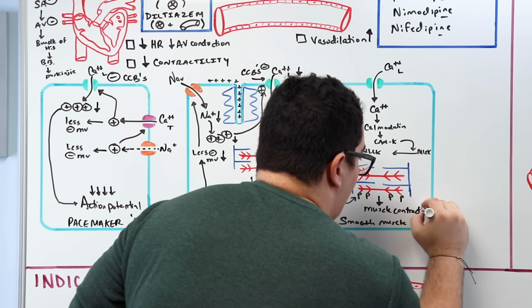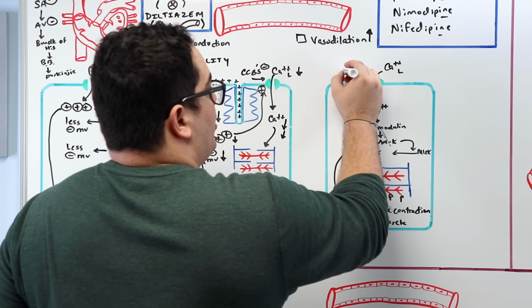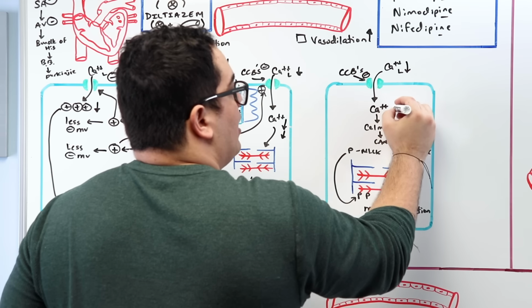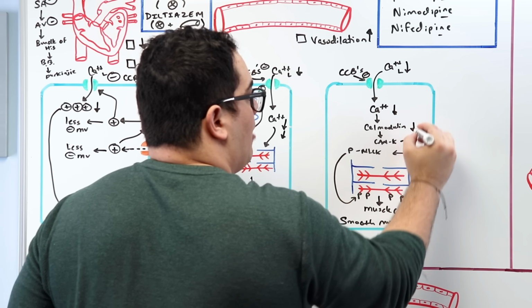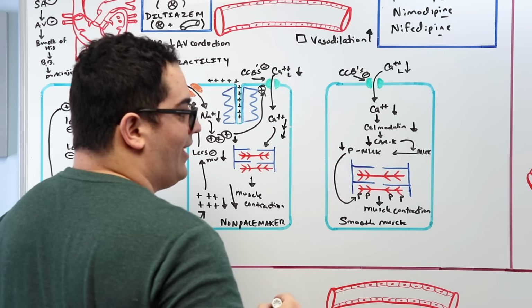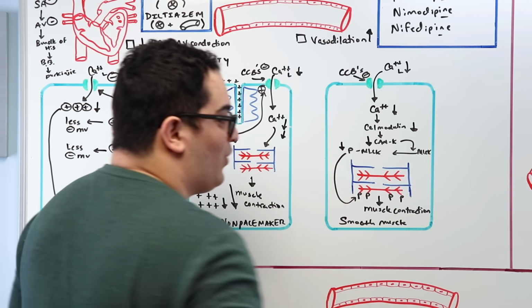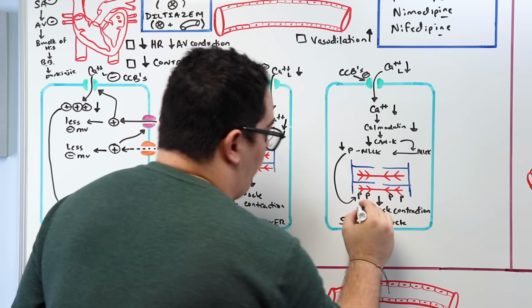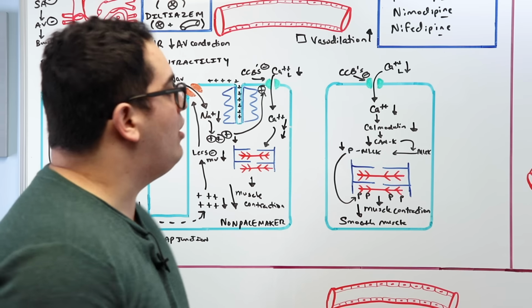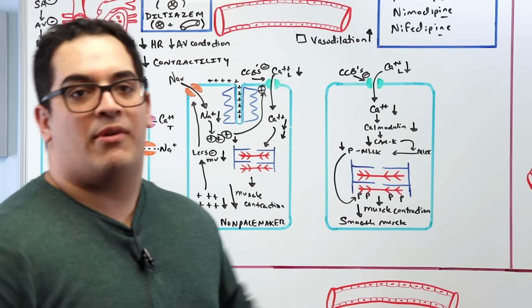Now, follow with me. We're going to use calcium channel blockers. We're going to inhibit calcium entry. Less calcium comes into the cell, less calmodulin activation, less CAM kinase, less phosphorylated myosin light chain kinase, and less phosphorylation of the myosin heads. Therefore, there is a decrease in muscle contraction. It's such a beautiful mechanism. That's the mechanism of action of these drugs.